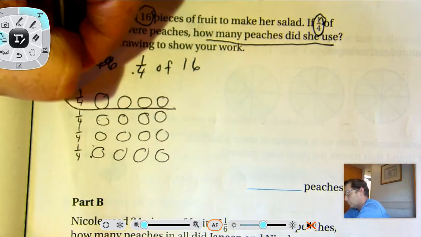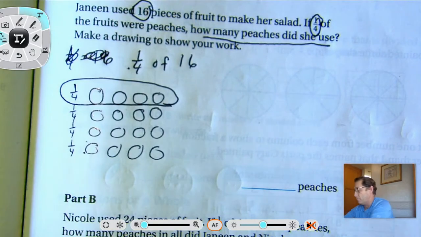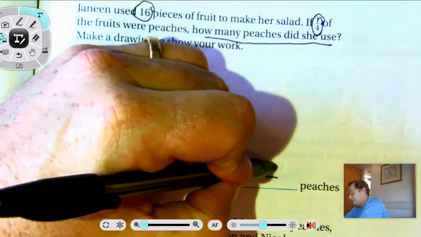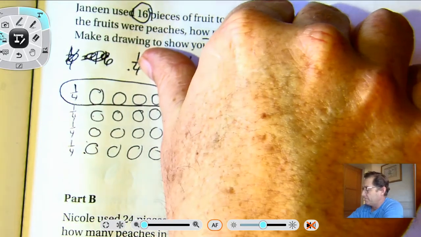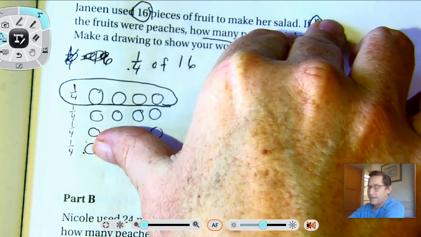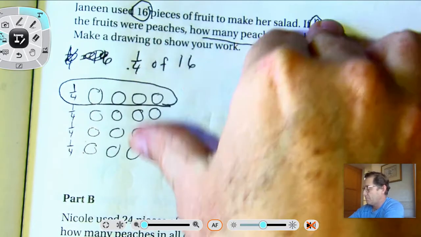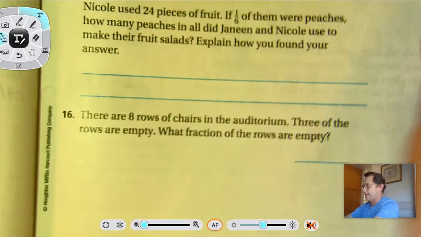Circle 1 row. So 1/4 of 16 is 4. Again, so there were going to be 4 equal parts, and I just kept adding to the parts until I got to 16. All right, part B.